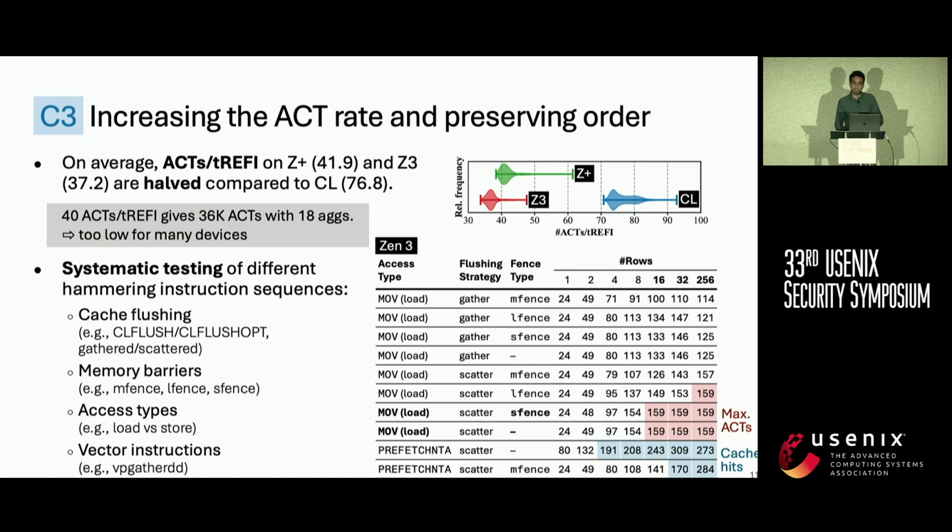So we can see that with load instructions and scattered flushing with SFENCEs or using no fences at all, we achieve the highest number of activations that are theoretically possible. We also found some cases where we observed cache hits, which is undesirable for Rowhammer, right? Because you want to always go to the DRAM device.